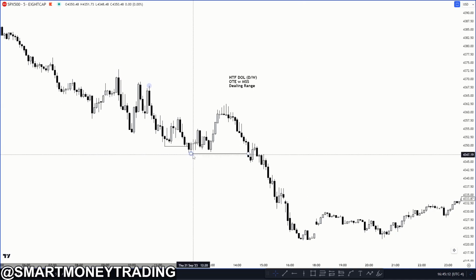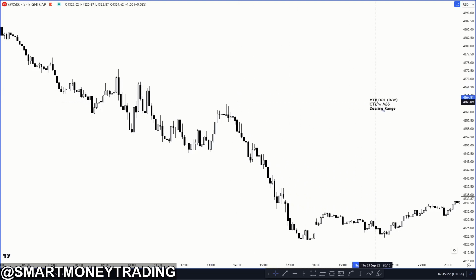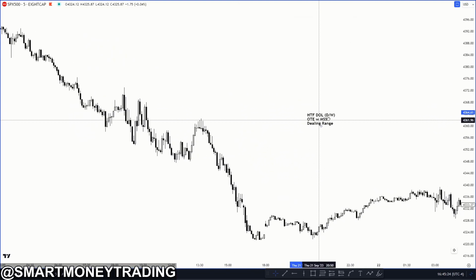So you also want to use time elements. You don't want to just strictly enter off of each market structure shift. You want to see if you're in a session. I recommend trading sessions only, like a PM session, AM session, London session, Asia session, and you want to follow the higher time frame drawn liquidity no matter what.